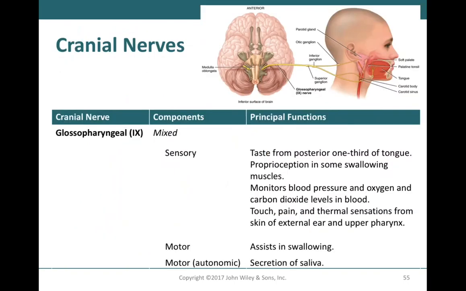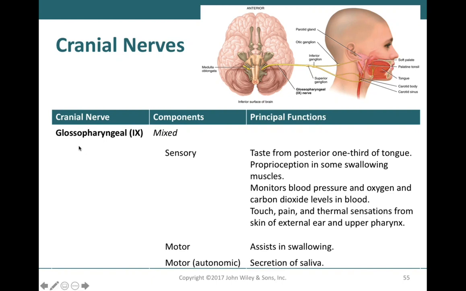Cranial nerve number 9 is the glossopharyngeal nerve. This is our third mixed nerve, carrying both sensory and motor information. Now this does have a lot of sensory functions, but the major function that I want you to be aware of is that this is going to bring taste information back from the posterior 1/3 of the tongue. So the glossopharyngeal nerve with the facial nerve are both going to be taking back all of the taste information from our mouth.